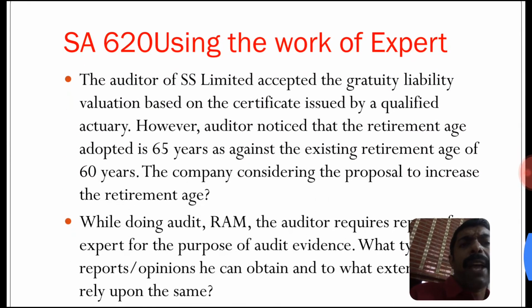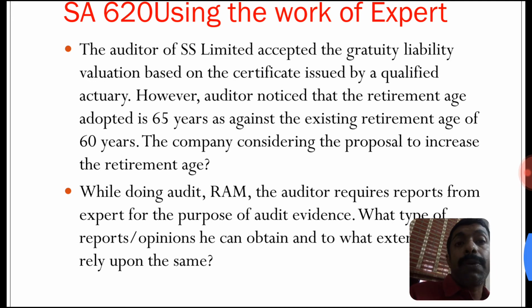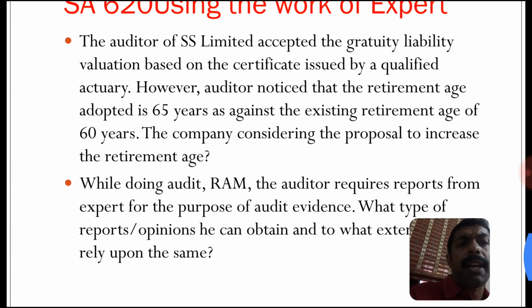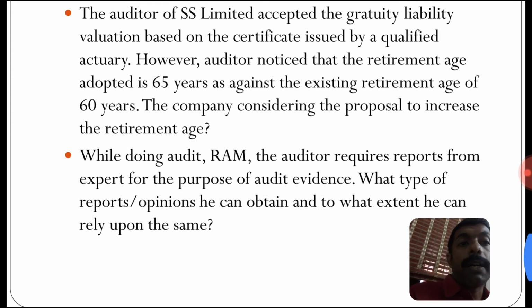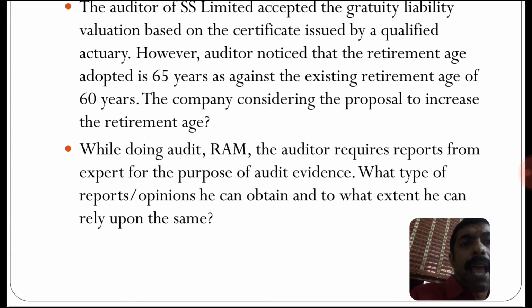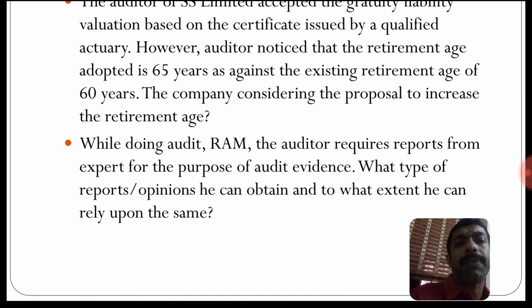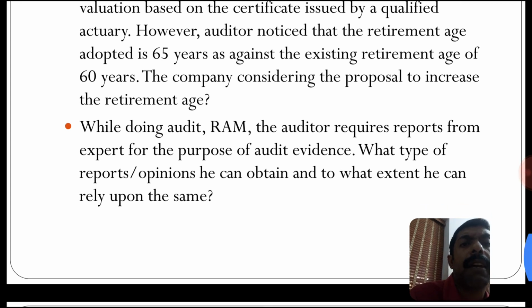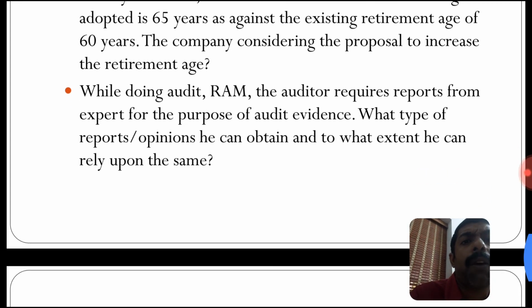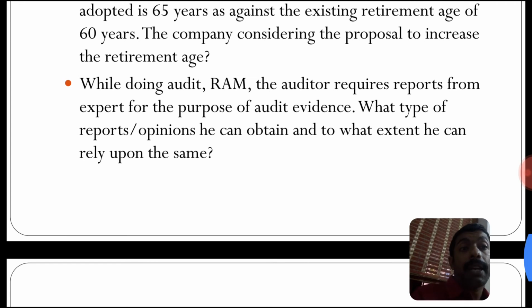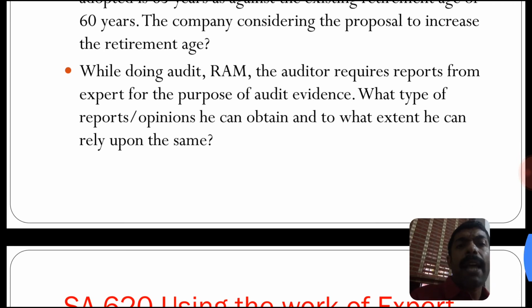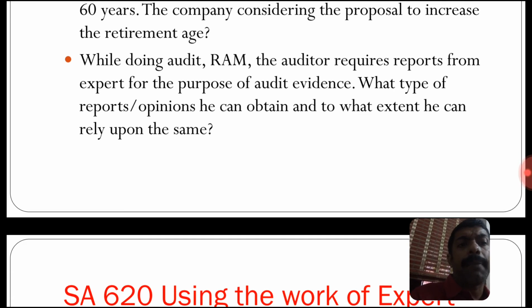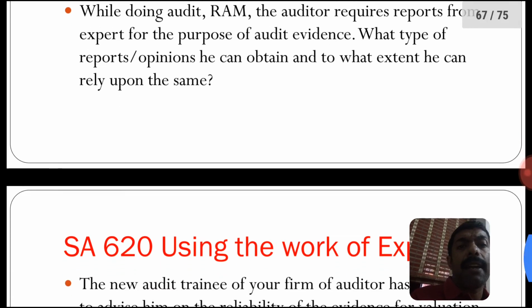The auditor of SS Limited accepted gratuity liability valuation based on a certificate issued by a qualified actuary. However, the auditor noticed that the retirement age adopted is 65 years as against the existing retirement age of 60 years. The company is considering a proposal to increase the retirement age. Comment. While auditing, the auditor requires reports from an expert for the purpose of audit evidence. What type of reports or opinion can he obtain and to what extent can he rely upon the same?